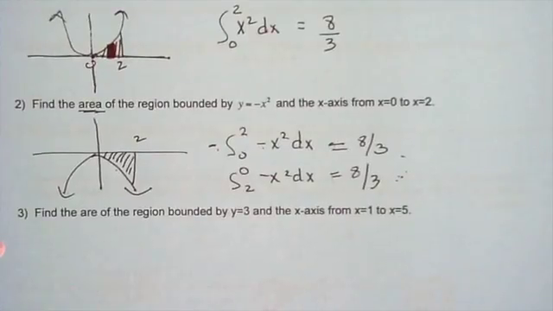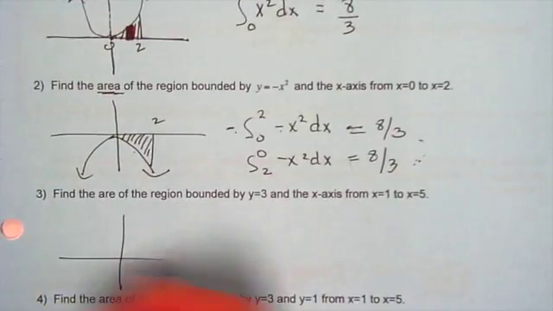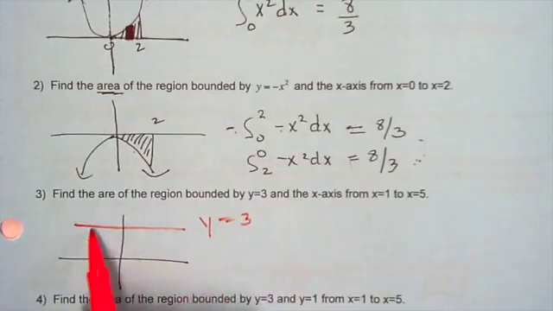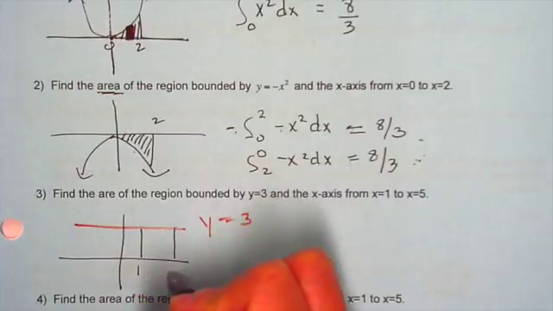Okay, let's get the next figure. The graph is y equals 3, which is just a horizontal line, bounded by this line and the x-axis, and we're only going to look at the graph from x equals 1 to 5.